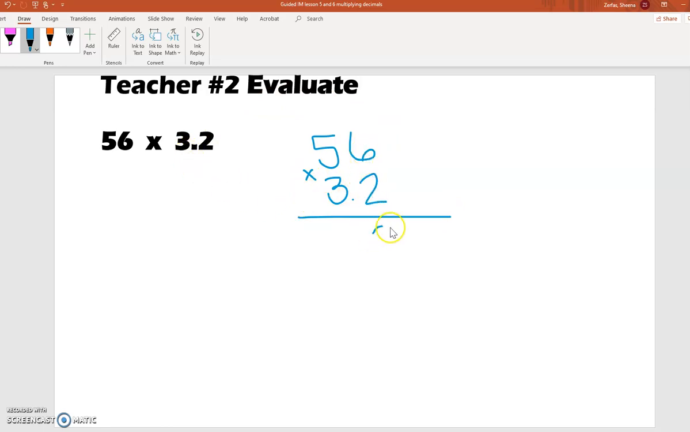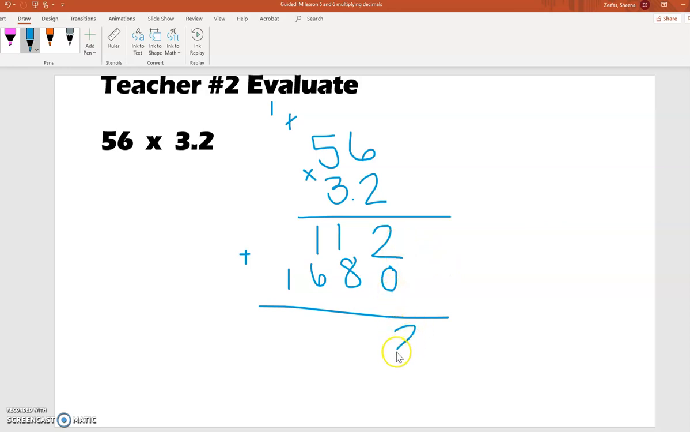2 times 6 would be 12. 2 times 5 is 10, plus the 1 I carried gives me 11. Again, I'm in my second digit here with 3, so I'm going to put my 0 placeholder. 3 times 6 is 18, and 3 times 5 is 15, plus the 1 I carried is 16. Again, I add those partial products. 2 plus 0, 1 plus 8, 1 plus 6, and 1.